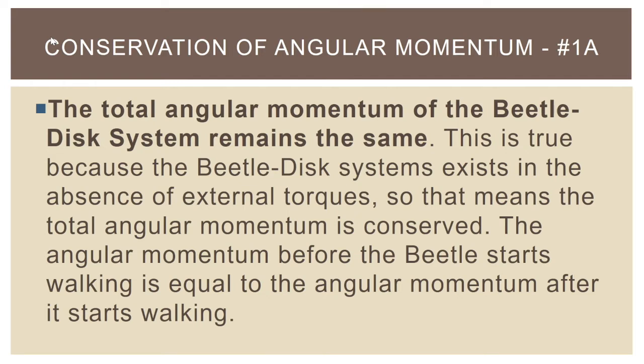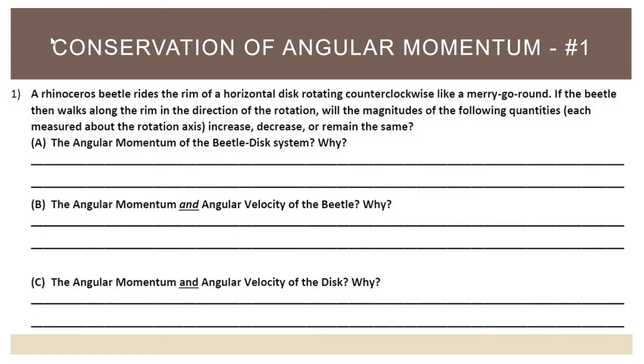Okay, let's move on to part B. Part B here is asking you about the angular momentum and angular velocity of the beetle. Will that increase, decrease, or remain the same? Since that question is really similar to part C, I think it would probably be a smart idea to just try both of these together.